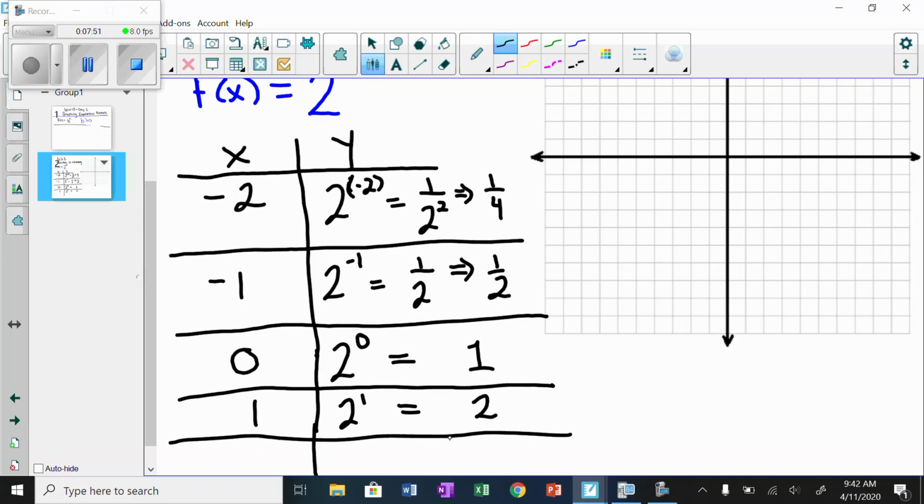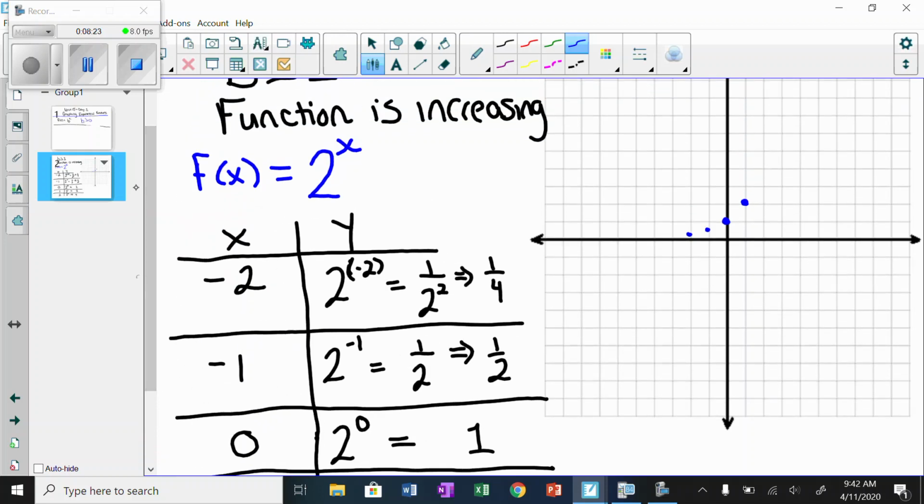And I will stop at x is equal to 2, which is 2 to the 2nd power, and we know that is 4. So let's plot these points. I'm going to have the point -2, 1/4, so over -2 up 1/4. I'm just guesstimating where that will be. We're going to have -1, 1/2 there. We're going to have 0, 1, which we saw on the calculator. We're going to have 1, 2. We're going to have 2, 4. And if you notice, we're already starting that exponential growth.